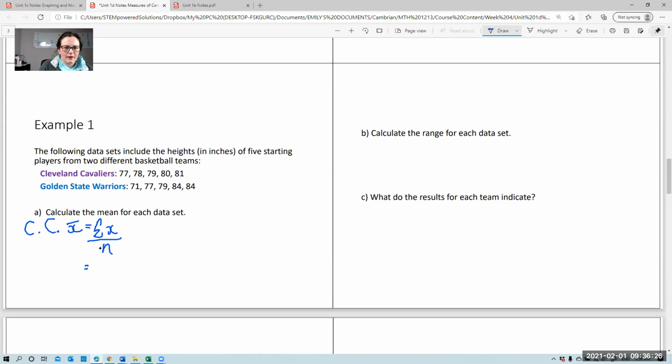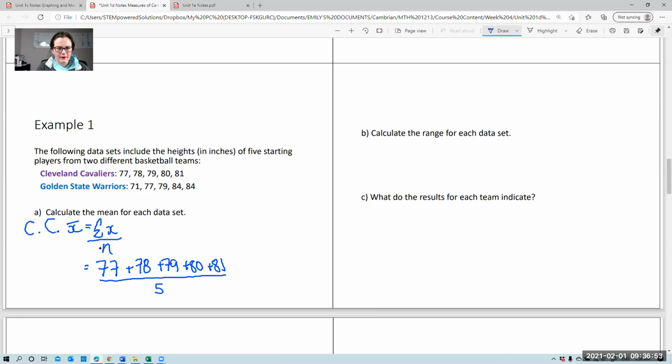Okay, so we add up all of our x's, so that would be 77 plus 78 plus 79 plus 80 plus 81. So we're just going to find the average of all the heights. So 77 plus 78 plus 79 plus 80 plus 81. And then we divide by the number of x's. So there's 5.